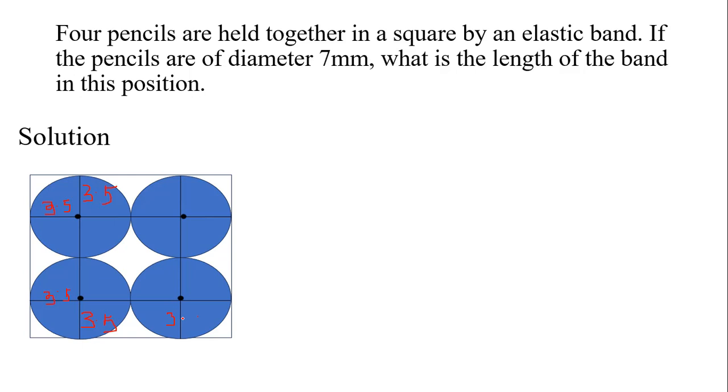So 3.5 here. Let me just use, so we understand that I'm using 3.5. This is a radius, 3.5. This is another radius that I'm considering. This is a radius 3.5, and this is a radius 3.5.